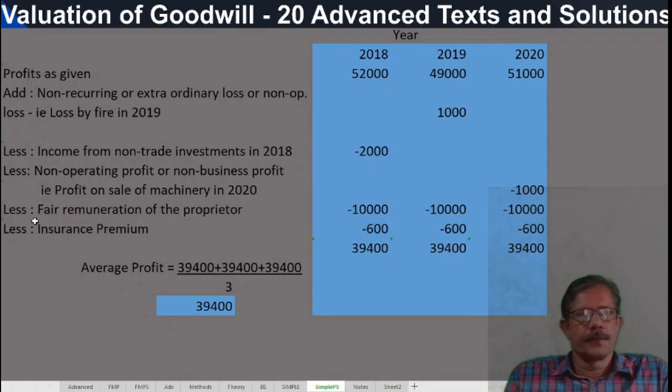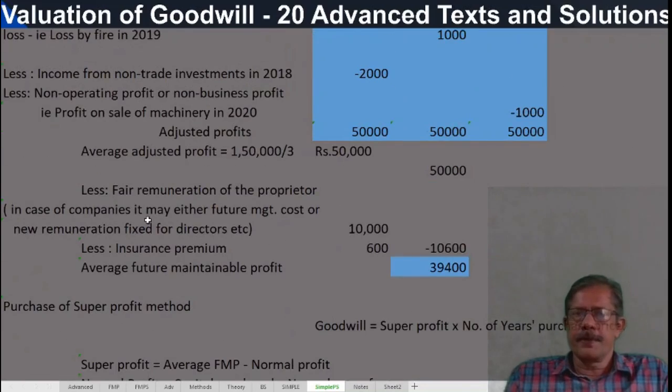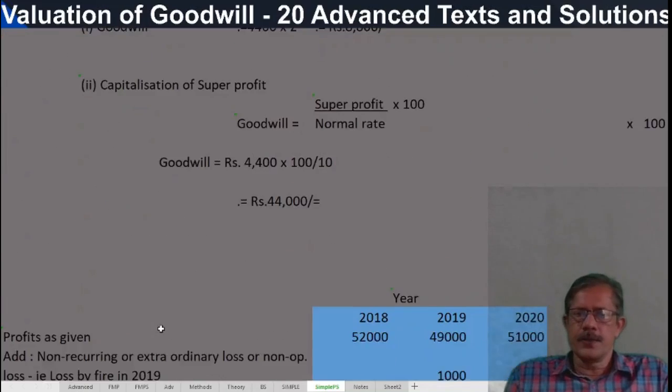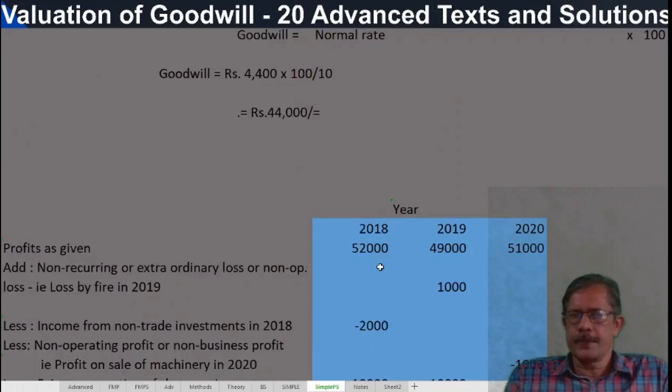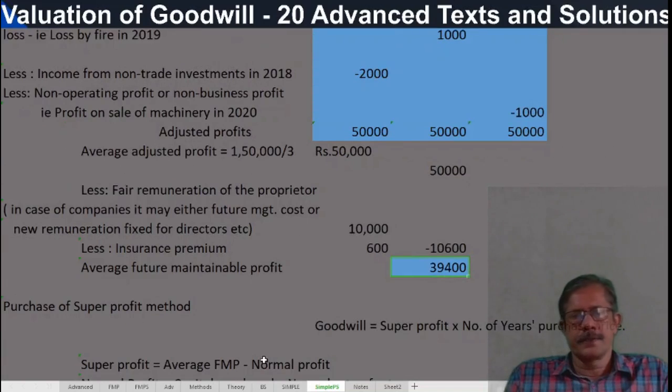See, less fair remuneration of the proprietor, 10,000 deducted. Insurance premium, 600 rupees deducted from each year, to arrive at the adjusted profit. Here, adjusted profit is 50,000. Deduct 10,600, we get 39,400. And here also 39,400. Divided by 3, we get the average profit. Here also the average profit is 39,400, the future maintainable profit.